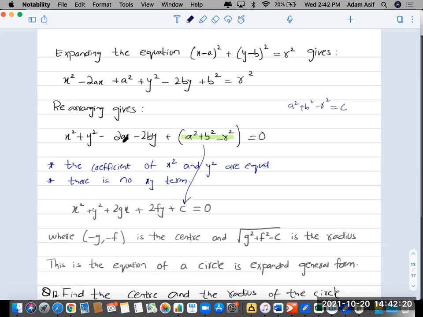Minus 2a. Okay, I'm replacing this with 2g. This is the form that most books are going to use. If you are ever going to refer to a book, they are going to use this form, x square plus y square plus 2gx, where they are taking 2g as minus 2a. Okay, and they are taking the y coefficient minus 2b as plus 2f.